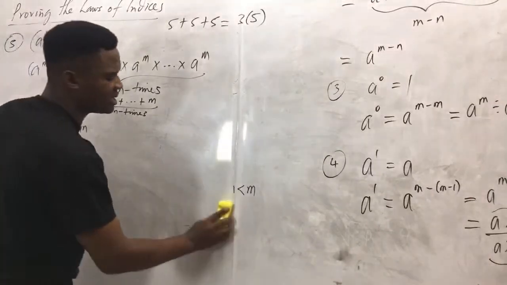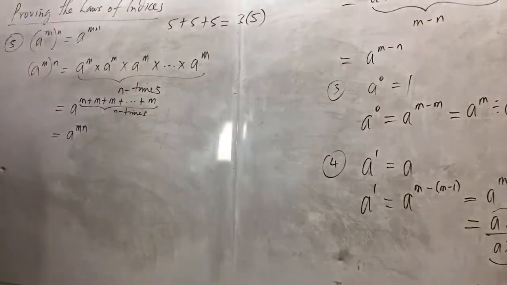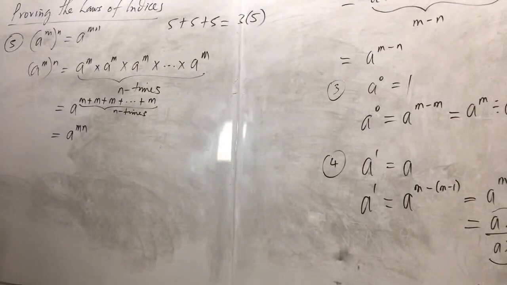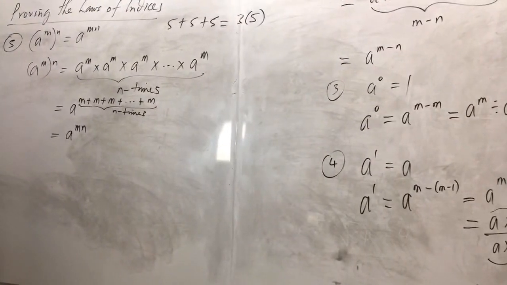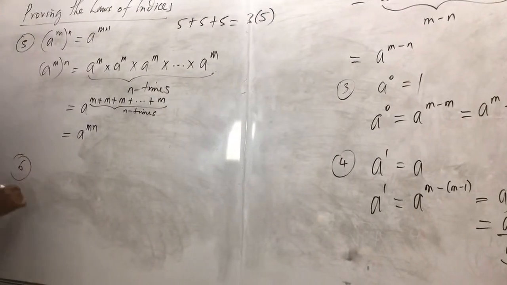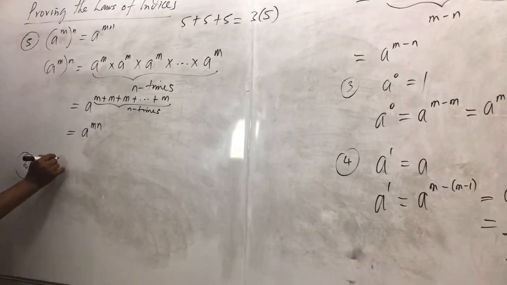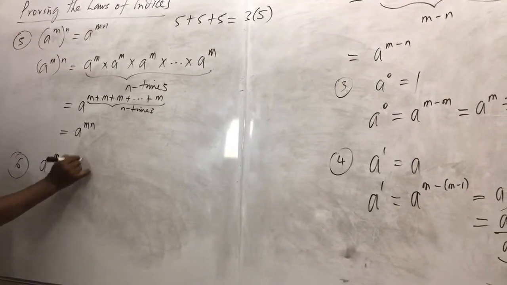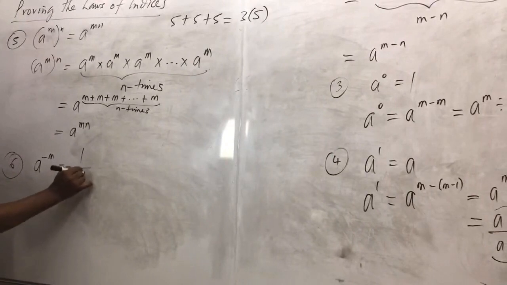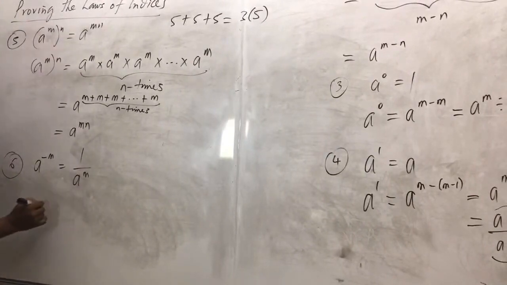What was law number 6, guys? Law number 6 was the law of negative index. So a raised to power minus n is 1 over a raised to power n. Okay, so how do you prove this law?